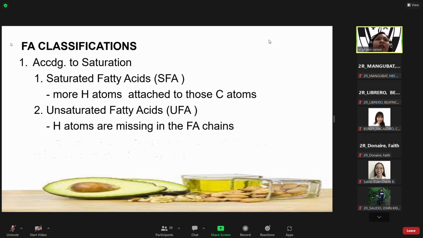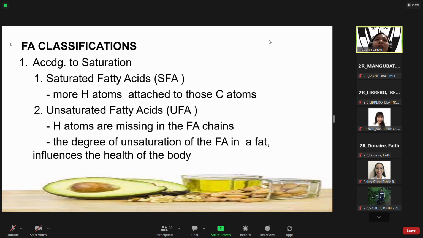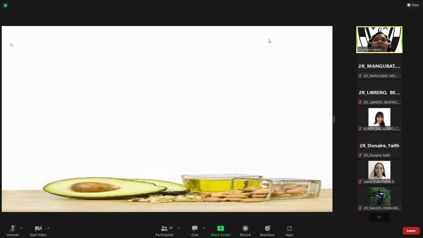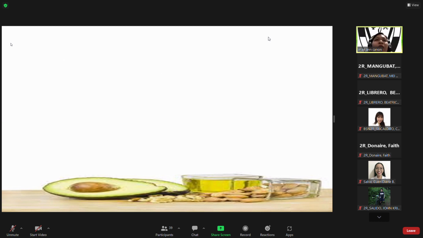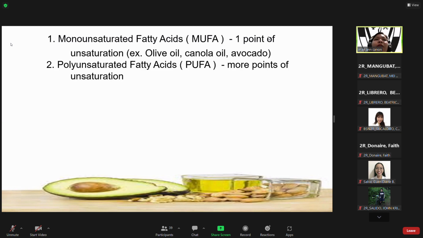Okay. According to saturation, so ang saturated fatty acid daw, so maraming H atom. Yung unsaturated fatty acid, so H atoms, or hydrogen atoms, are missing. Okay? So the degree of unsaturation of fatty acids in a fat influences the health of the body. So, naa siya relevant, no? In connection of your lifestyle or imong healthy living. So, imuhang unsaturated fatty acid class, na siya duha ka type, si mono o si poly. Pag mono isa, unsaturated fat, si poly, complex siya, daghan siya. So, example of your mono will be your olive oil, canola oil, avocado.